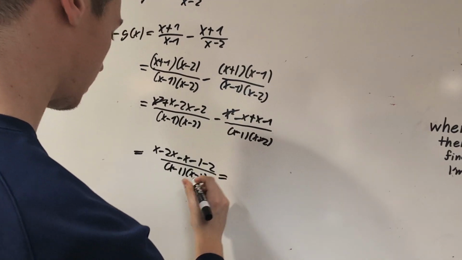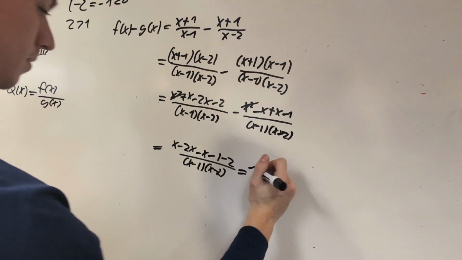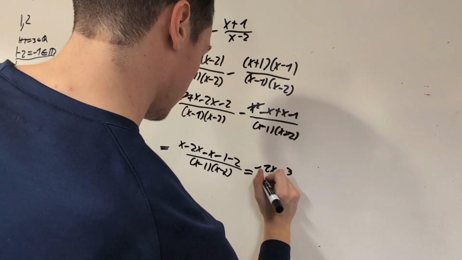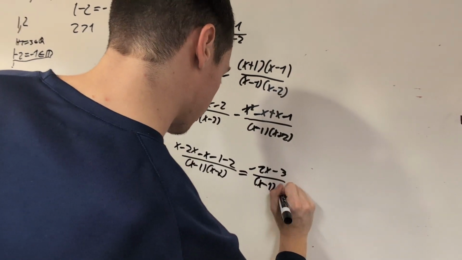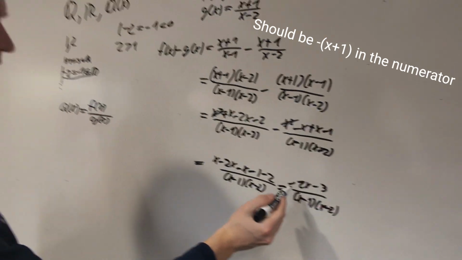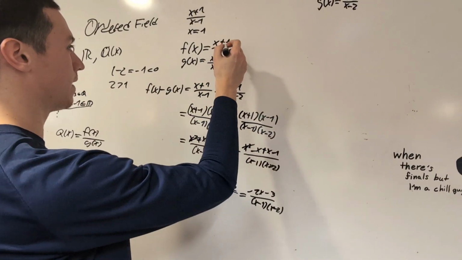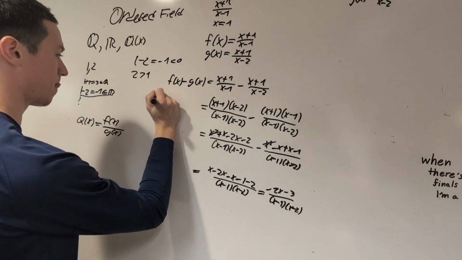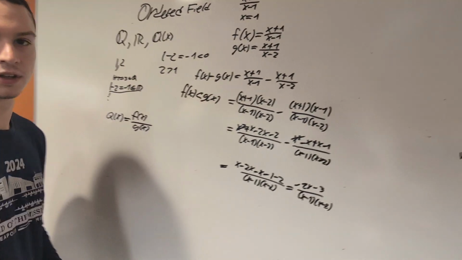And simplifying, you see that you get a negative x out in front, so this would be negative 2x minus 3 over x minus 1 times x minus 2, and because the function is negative, you would have that f of x is less than g of x.